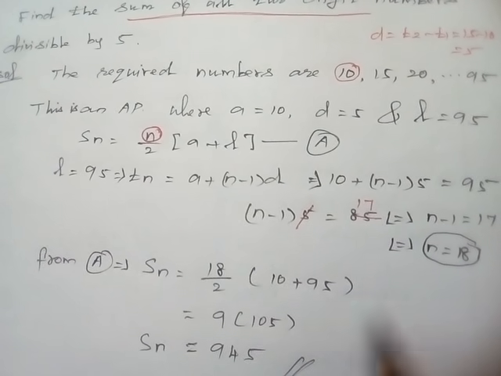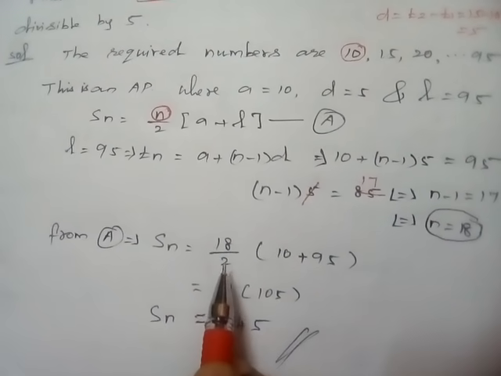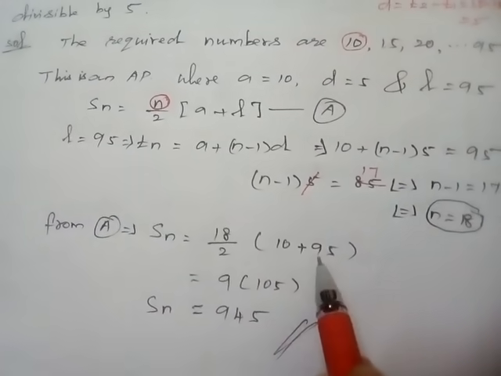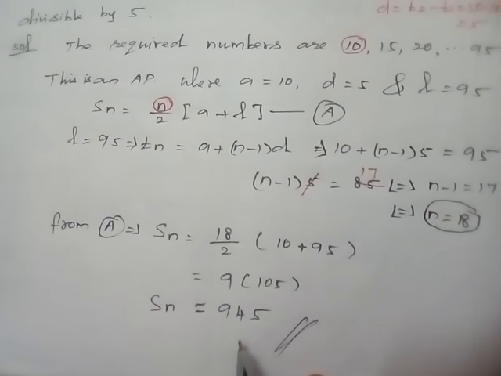Now we are going to apply these values in equation A. So Sn equals 18 by 2 into, a is 10 plus L is 95. After simplification we get the value 945.